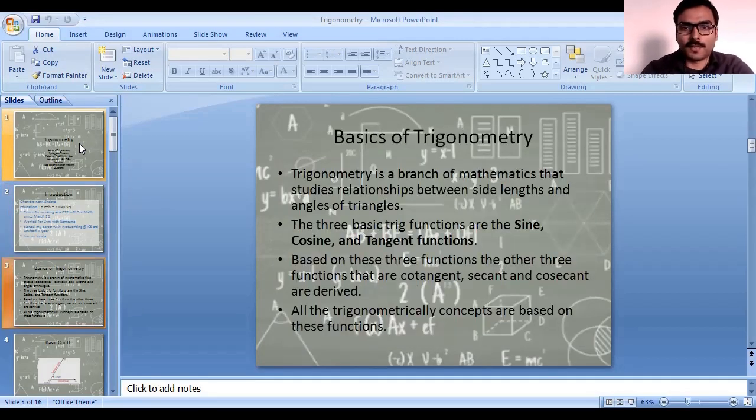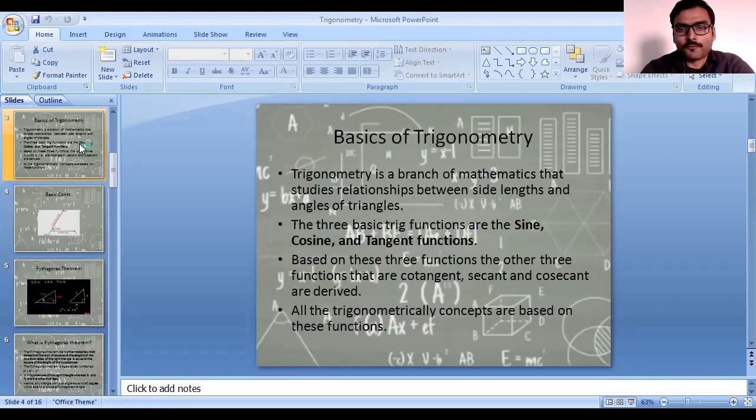So trigonometry is a branch of mathematics that studies the relationship between side lengths and angles of triangles. The three basic trig functions are the sine, cosine, and tangent functions. Based on these three functions, the other three functions, cotangent, secant, and cosecant, are derived. All the trigonometrical function concepts are based on these functions only.